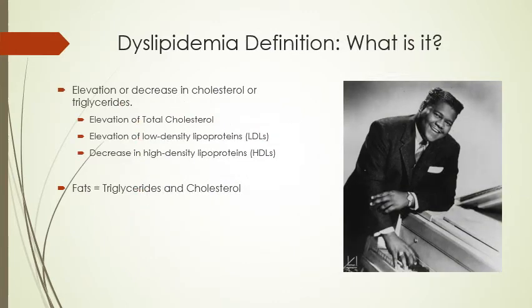So first off, what is dyslipidemia? Well, it's either an elevation or decrease in your cholesterol or triglycerides. Generally, it's an elevation of total cholesterol or an elevation of your low-density lipoproteins or LDLs, and it's a decrease in your high-density lipoproteins or HDL. So those are the general things that we say as bad cholesterol. Sure, the term dyslipidemia just refers to a change from normal, but I think just from general knowledge, you guys understand that these are the basic trends that we don't like. When we use the term fats, we mean triglycerides and cholesterol.